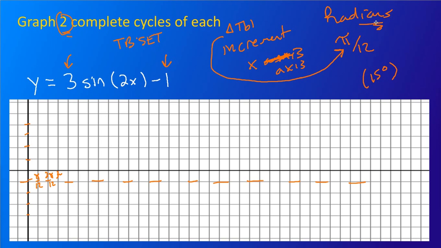So I'm just going to pull up my table. Now, when you put this in, you're going to have to tell it what to type. So you're going to press your Y equals key, and you're going to type all of this in. So I'm typing in 3 sine parentheses 2x minus 1. And I'm going to start my table.